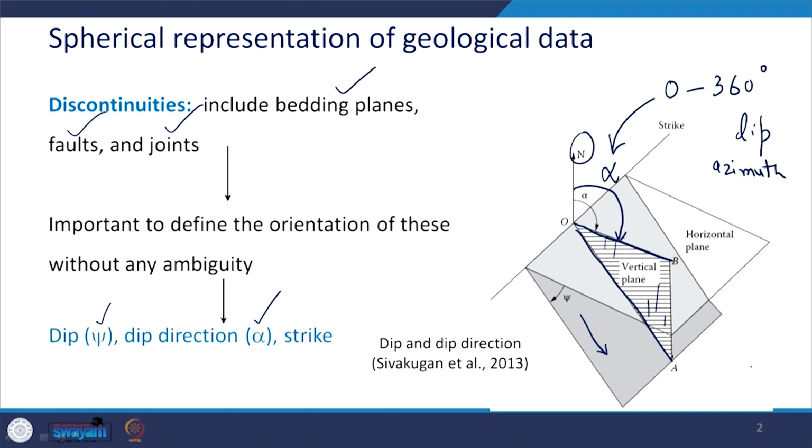Then dip is the angle, that is this psi. Dip is the angle the inclined plane makes with the horizontal, that is this is your horizontal plane, you see. So, whatever angle this inclined plane makes with the horizontal plane would be called dip, which is represented as psi. Now, this angle psi can take values between 0 to 90 degrees. We have already seen that a horizontal plane will have a dip of 0 degree and a vertical plane will have a dip of 90 degrees.